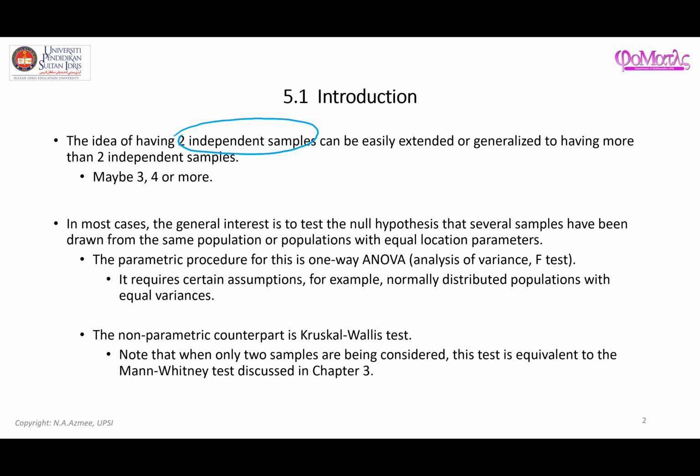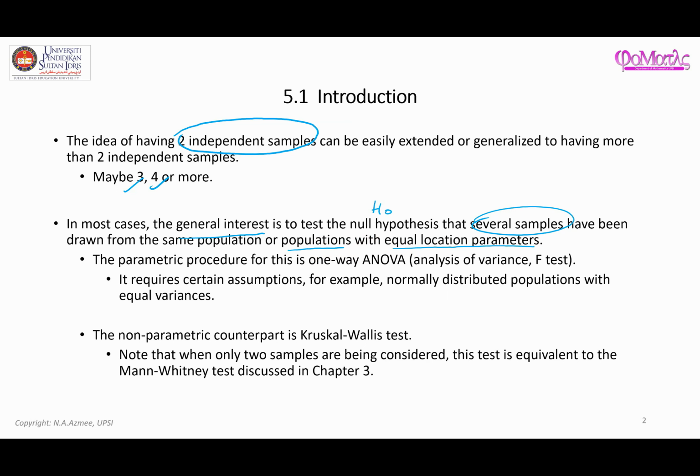In this video, I'm going to talk about the scenario of having more than two independent samples. For example, you might have three different groups, different independent samples, or four, and so on. And in most cases, the general interest is to test the null hypothesis that all these samples have been drawn from the same population, or that the populations here have equal location parameters.